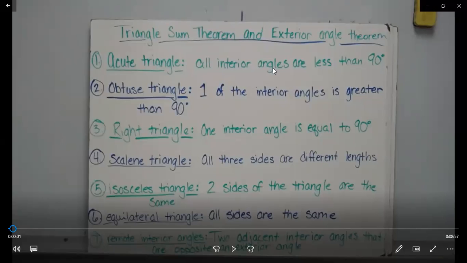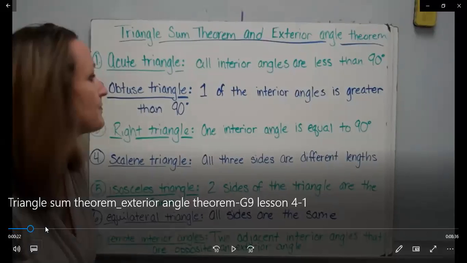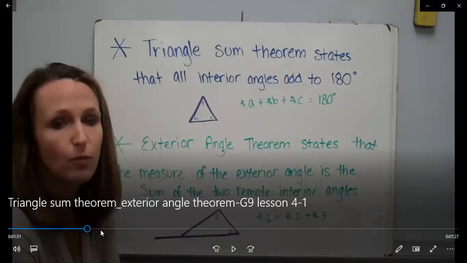And we have something called remote interior angles: the two interior angles that are opposite an exterior angle. And this is the exterior angle which we are going to talk about today, inshallah. So let's start with the exercise about the triangle sum theorem.